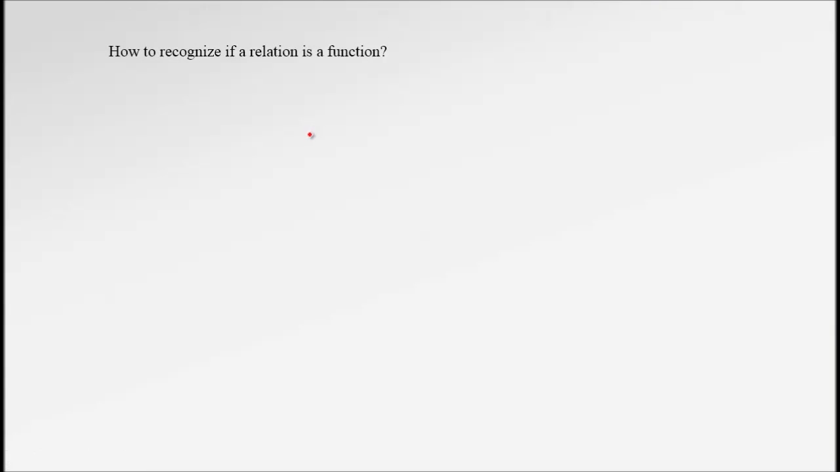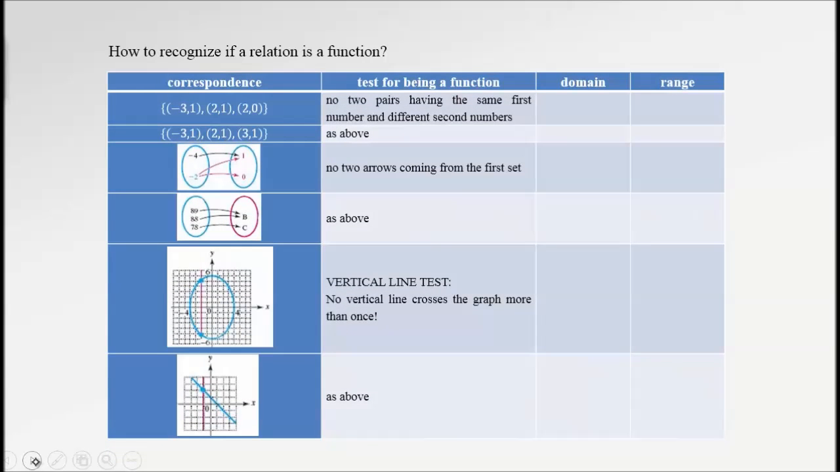How do we recognize in different situations if a relation is a function? We already had some examples, but now I would like to organize what we know in a table like this. Here in the column we have correspondence given by either a set of ordered pairs or arrow diagrams or a graph. In the second column we're going to talk about test for being a function, how to test it, how to determine if this particular relation is a function or not. And in the last two columns we'll try to figure out what's the domain and range for the particular example.